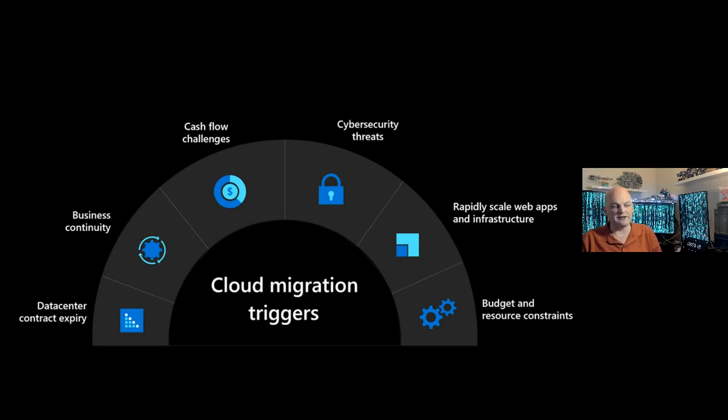So what we've got on this slide here is a bunch of cloud migration triggers. We've got data center contract expiry. We've got business continuity. We've got cash flow challenges. We've got cybersecurity threats, rapidly scaling web apps and infrastructure, and budget and resource constraints.